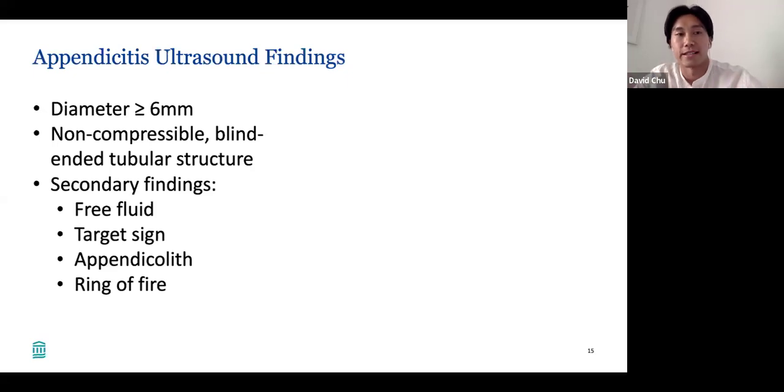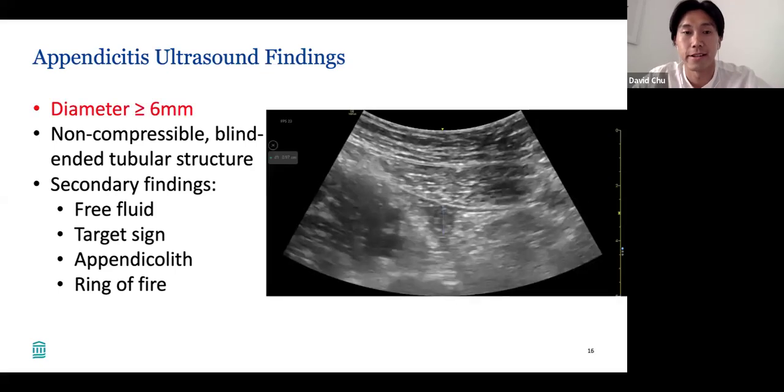Now, what are we looking for exactly when we're concerned someone may have appendicitis, specifically inflammation of the appendix? Well, these are the ultrasound findings. And the most important one, the most common one you'll see, is a dilated appendix. And what does dilated mean? Dilated basically means the diameter of the appendix is greater than or equal to 6 millimeters.